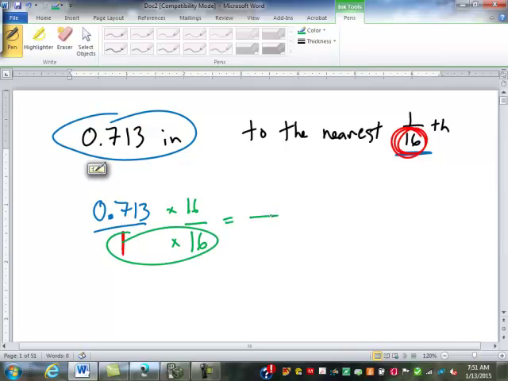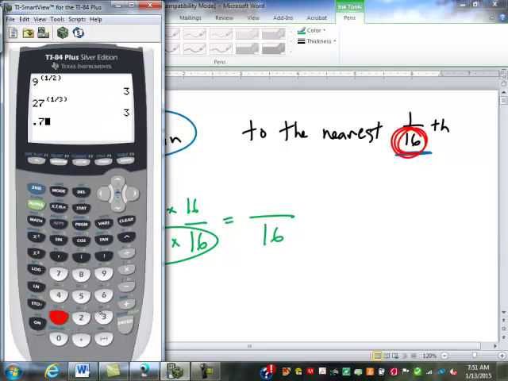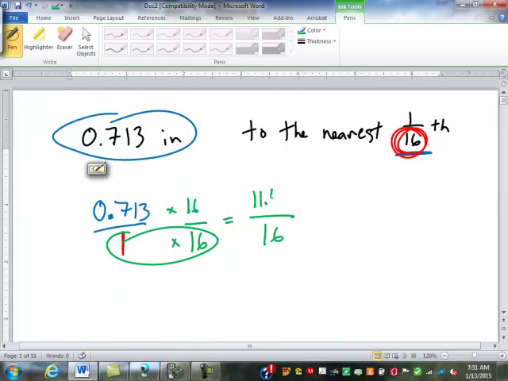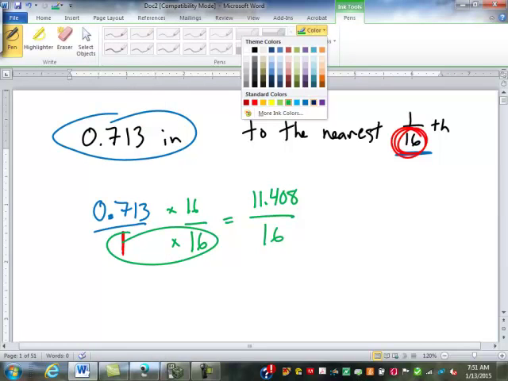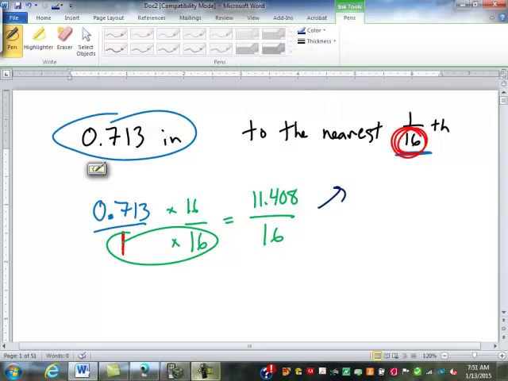So 1 times 16 is 16. I'll give you that part. What's 0.713 times 16? 11.408. So what this is telling us, 11.408 sixteenths, is that this is between 11 sixteenths and 12 sixteenths. Which one is it closer to? It's 11.4, which tells us it's closer to 11. So 0.713 inches is approximately 11 sixteenths to the nearest 16th.